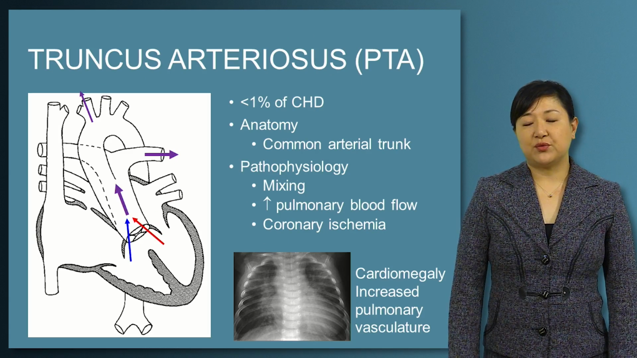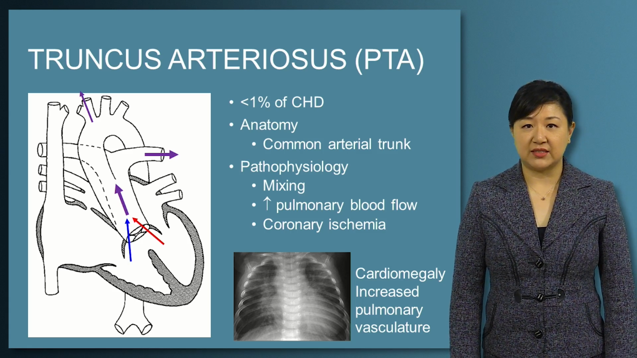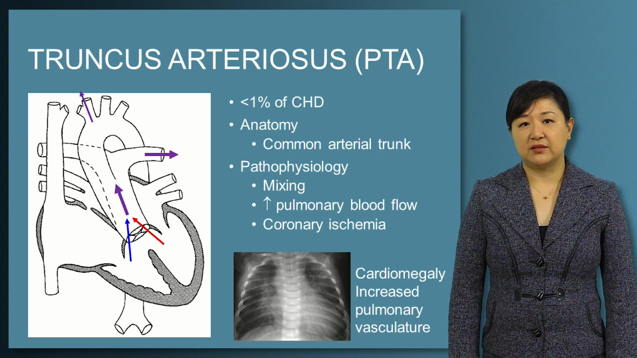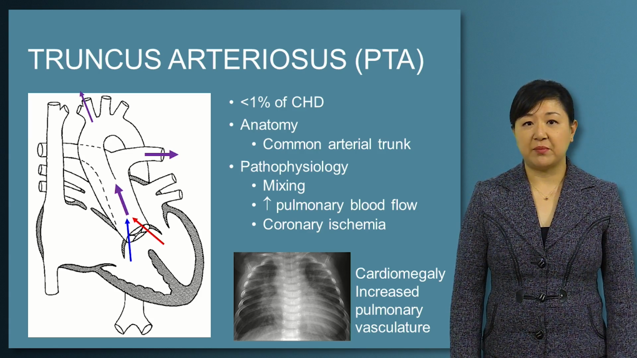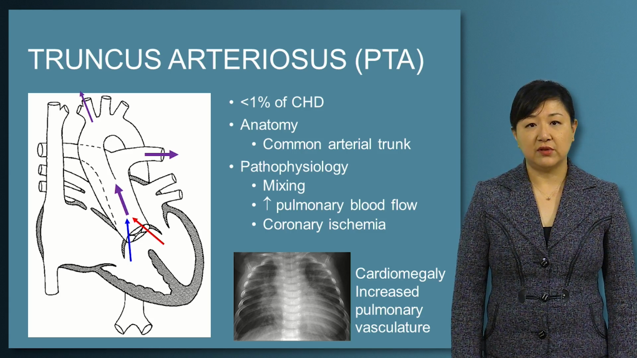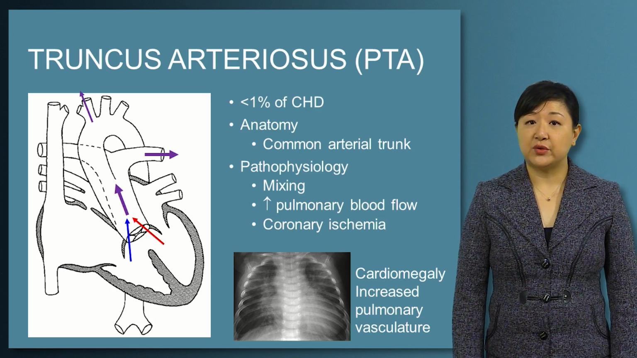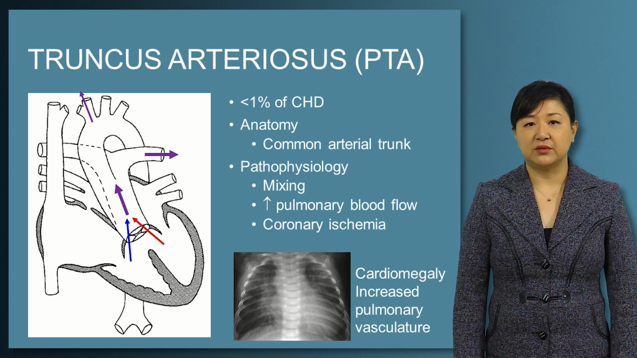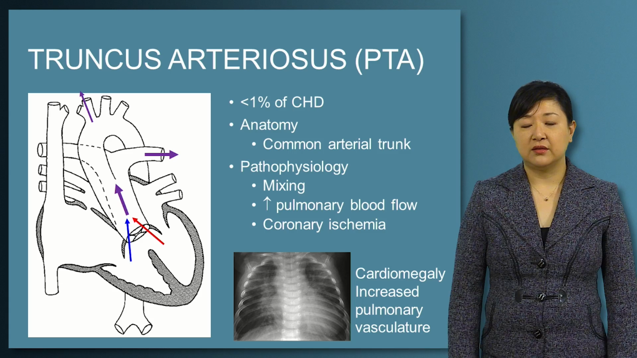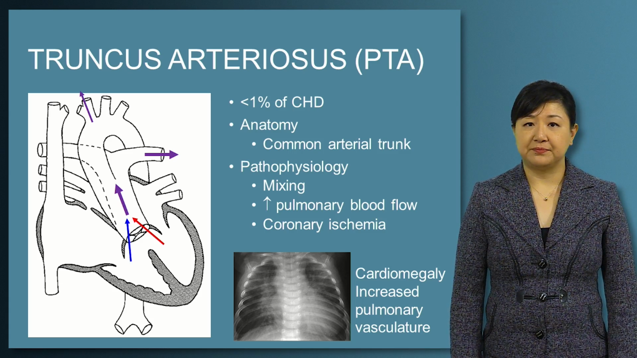Truncus arteriosus is a rare congenital cardiac defect, but a good example of our next type of cyanotic heart disease, a mixing lesion. Here, there's a common arterial trunk that failed to divide into separate aorta and pulmonary arteries. So deoxygenated blood from the right side of the heart and fully oxygenated blood from the left side of the heart both enter the common arterial trunk, and the total oxygen saturation is somewhere in between the two. From there, the blood has the choice of either going out the aorta to the rest of the body, out the pulmonary arteries to the lungs, and to the coronary arteries to perfuse the myocardium.